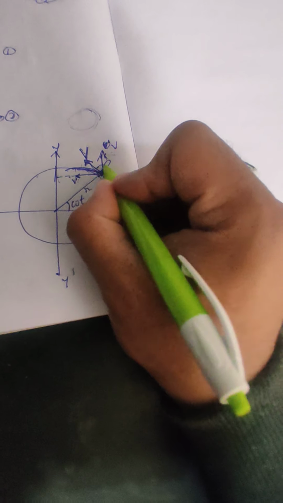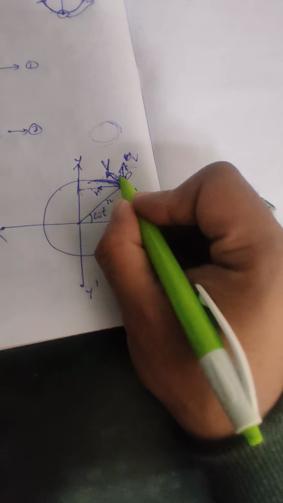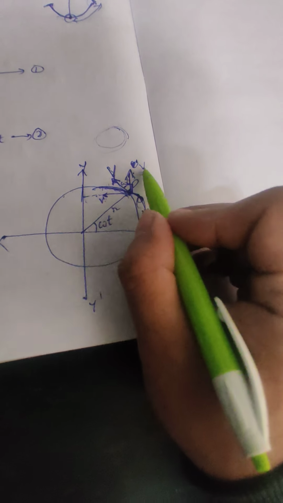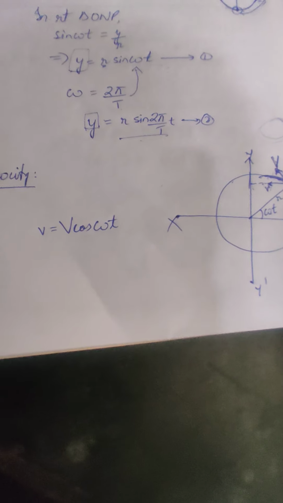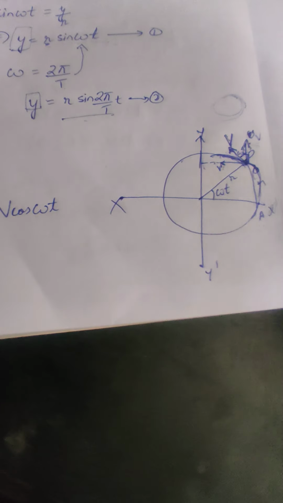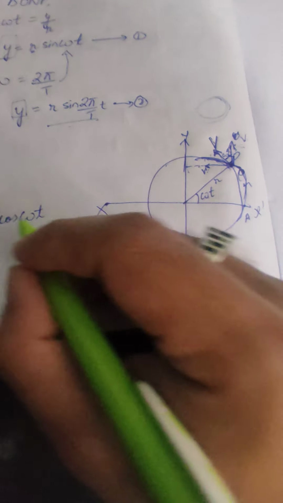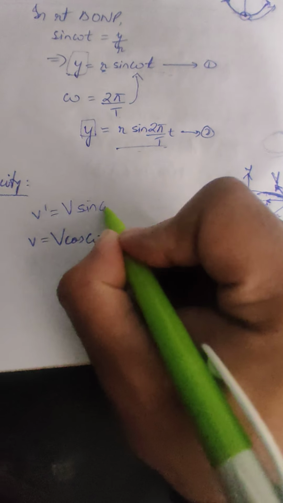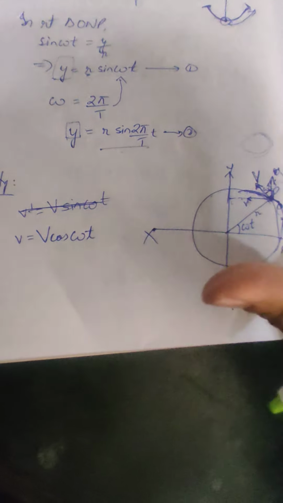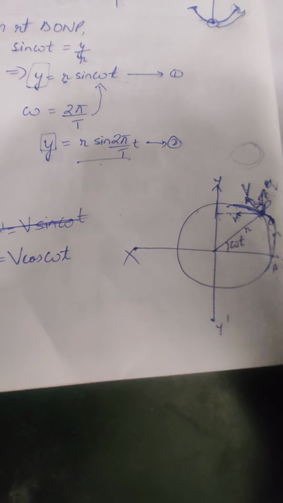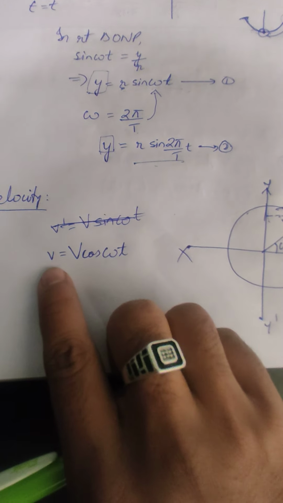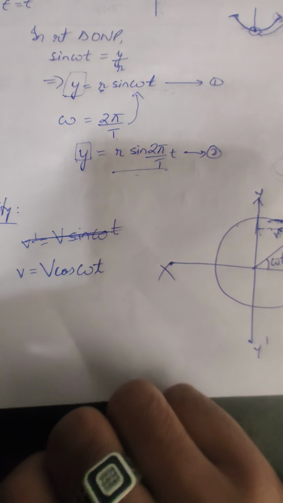The angle here is equal to this angle, omega t. The angle between capital V and small v is also omega t. If we resolve it using v dash, we will get V sine omega t, okay. But it is not necessary to solve it using the two equations, okay. We will only use the y-axis, v equals V cos omega t.